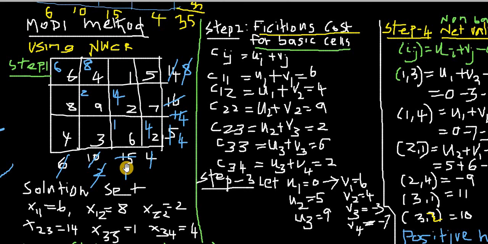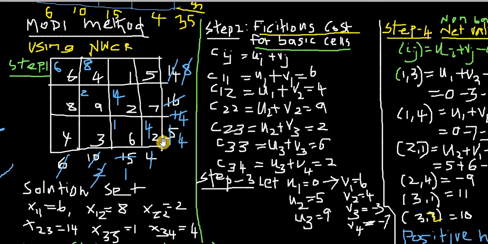third destination. But what takes place? The second production center's availability is over. Okay, so what are the remaining cells? These are the remaining cells. Am I correct? These two are the remaining cells.